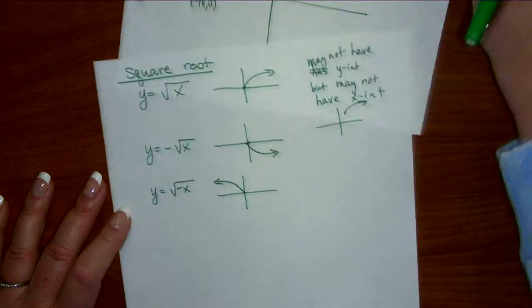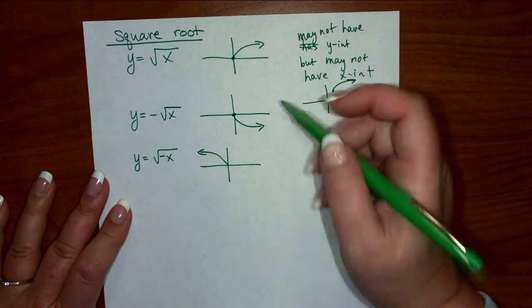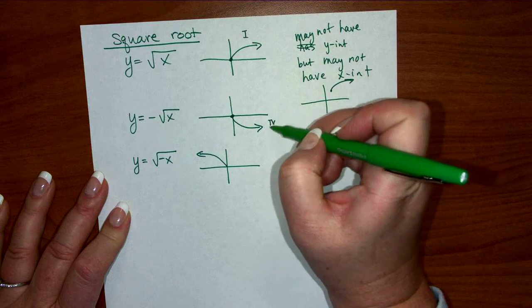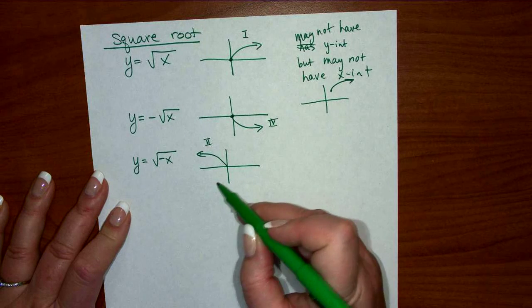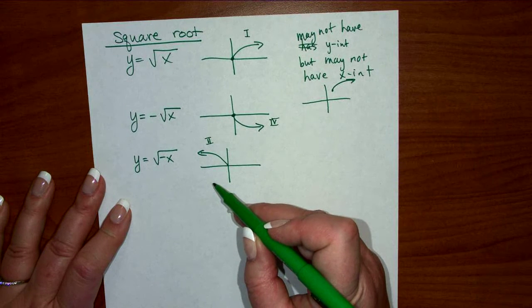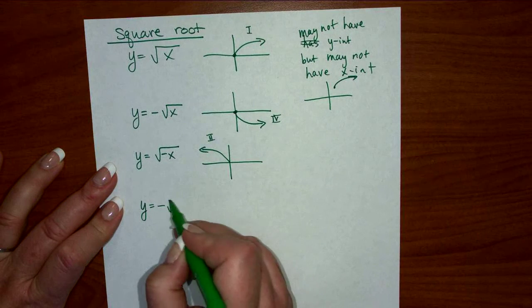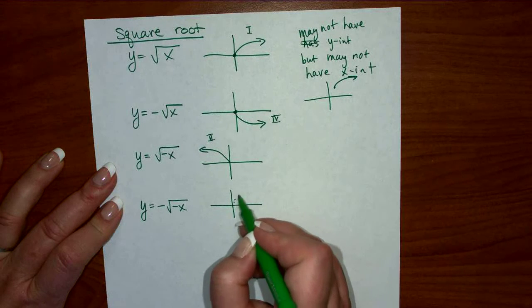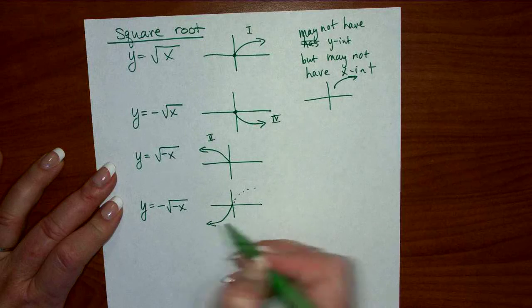So I've got it going in quadrant 1, this is quadrant 4, this is quadrant 2. How do I get it over here? What do you think? Negative in front and inside. So our real one was here, but that flips it this way and then down. So you can have all 4 of these possibilities.